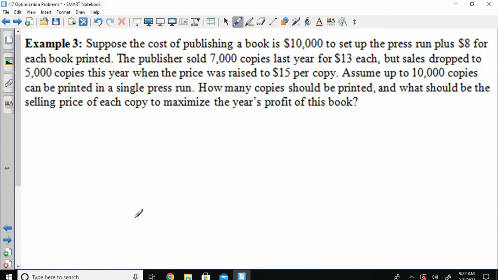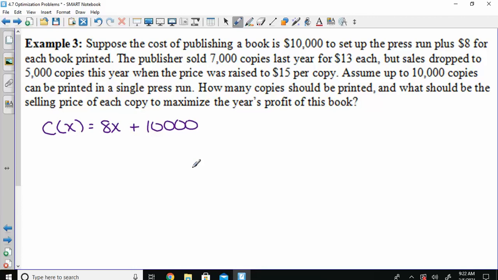Could you write the cost function? It's linear. y equals mx plus b. m is the thing that gets repeated. What do you have to pay for multiple times? The 8 for each book. So it would be 8x plus, what's a one-time cost? 10,000. So that's how much it's going to cost me to print this book.